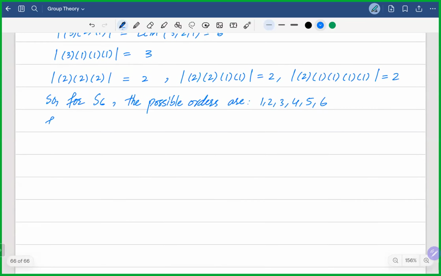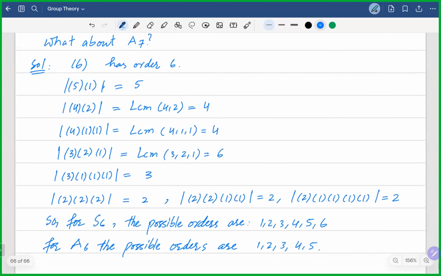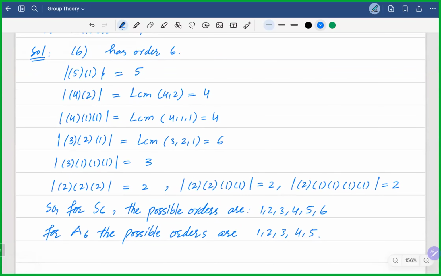Now for A6, the possible orders are 1, 2, 3, 4, and 5. Why? Because in A6, the cycle type is going to be similar to the cycle type in S6, the symmetric group on 6 elements. Okay, perfect.